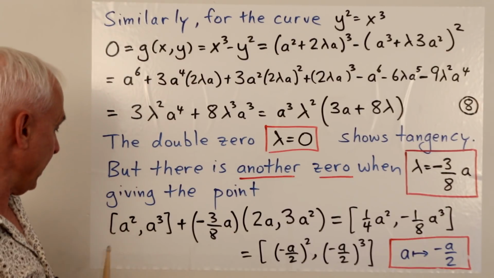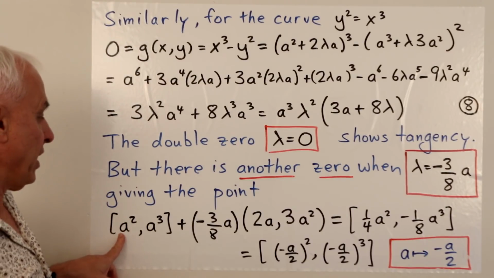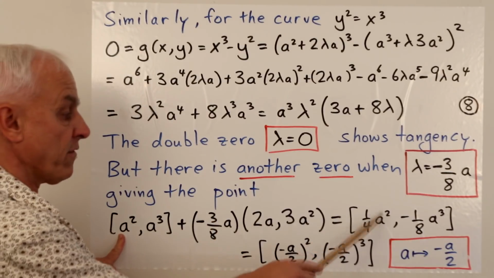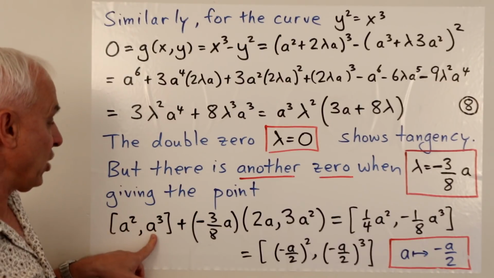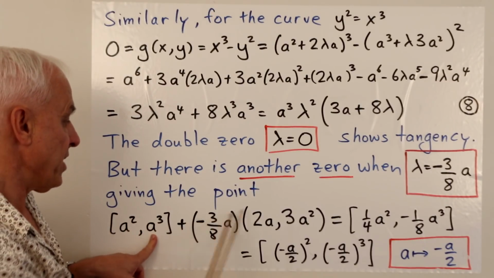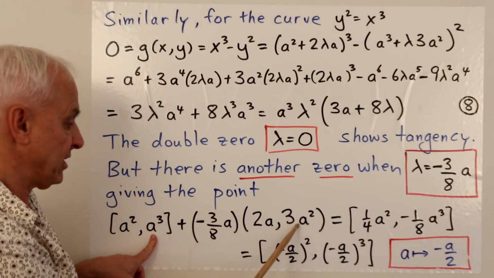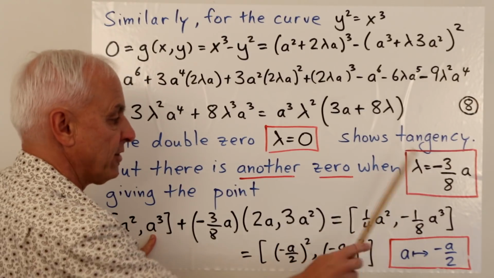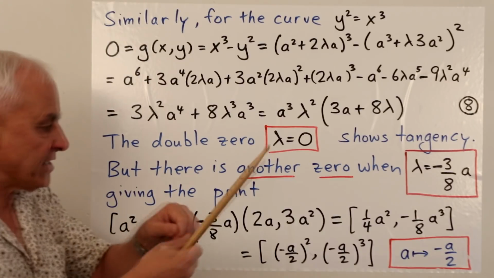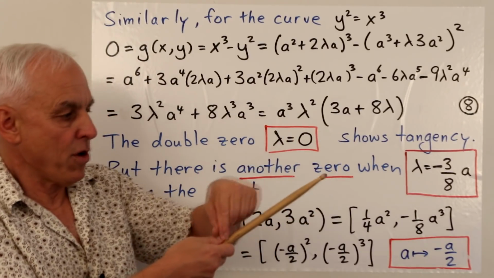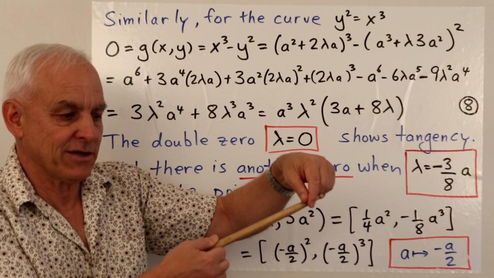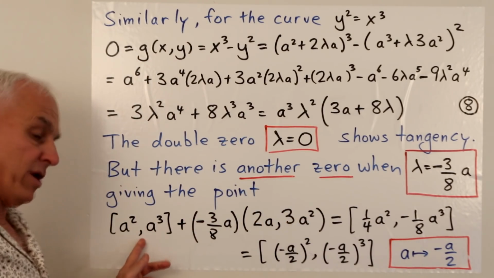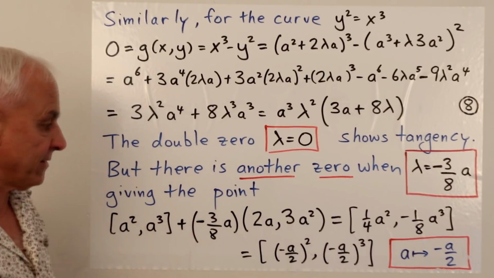And when we calculate this, we have a squared here minus 3/4 of a squared, so that's a quarter of a squared. And we have a cubed minus 9/8 of a cubed, so that's a total of minus 1/8 of a cubed. So that's then a formula for the additional point on the curve which this tangent line at this point meets it at.